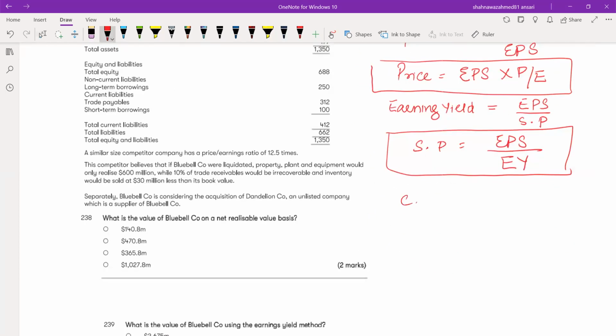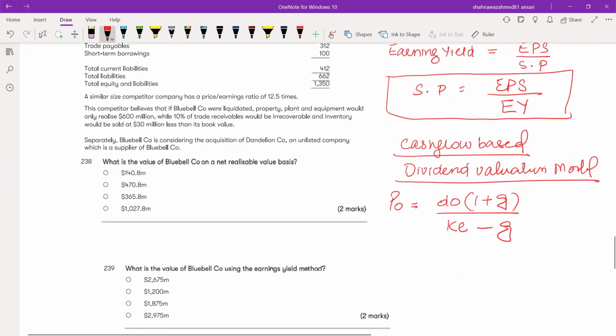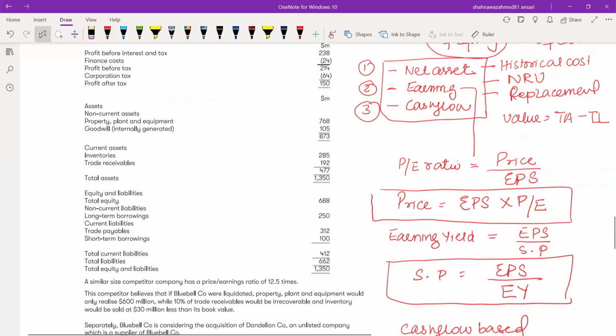And in case of cash flow based valuation, we have the dividend valuation model. The same dividend valuation model that we have used in equity financing, but here we'll use it for the share price, and that is dividend 1 plus constant growth divided by KE minus G. And sometimes instead of constant growth, uneven growth can be given to you in the question, and we have to then solve this question for share price. Now let's see a few examples.